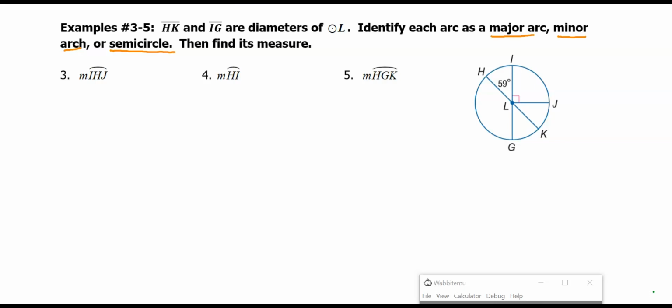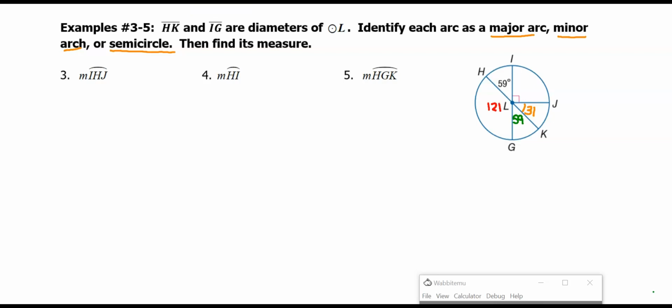So I see 59 degrees, and then I see a vertical angle right here. I can make that a 59. And then here, along with the right angle and the 59 will form my semicircle, so I can conclude that will be 31. And on the left side, I have another semicircle along with that 59 degrees, so that would tell me it's 121. Maybe that will help us when we do examples 3 through 5.